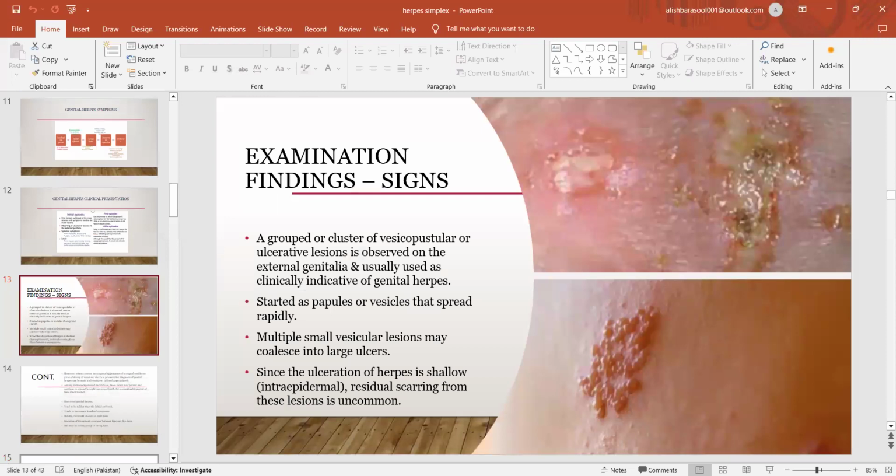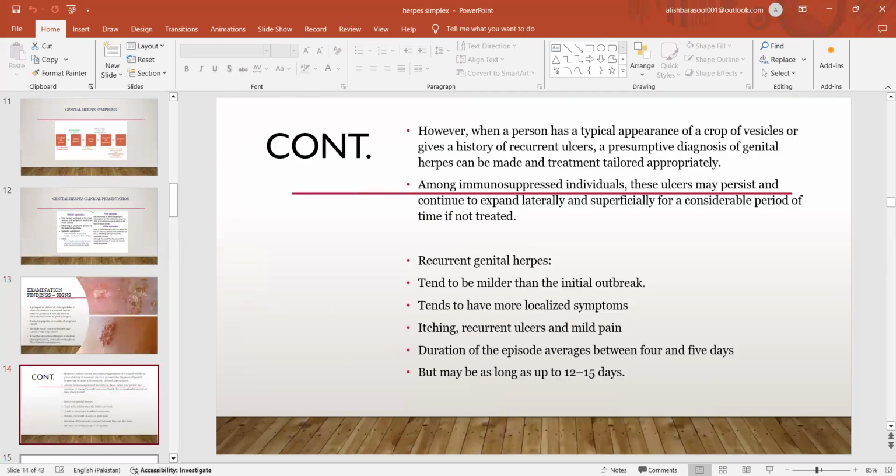Examination findings: grouped or cluster of vesicopustular or ulcerative lesions observed on the external genitalia is usually considered clinically indicative of genital herpes. Started as papules or vesicles that spread rapidly, multiple small vesicular lesions may coalesce into larger ulcers. Since the ulceration of herpes is shallow, residual scarring from these lesions is uncommon.